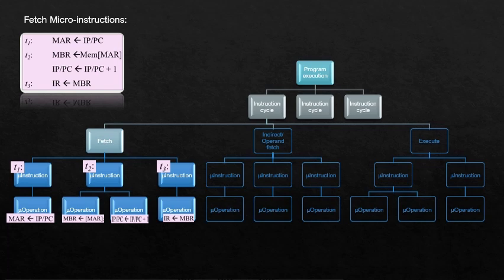So if we look at the subcycles using this chart again, just now I mentioned 3 micro instructions. They are here. The first one is represented by the first micro instruction under fetch, the second consists of 2 micro operations, and the third consists of 1 micro operation. And they are performed in sequence, right? From the first micro instruction, the first clock cycle, the second clock cycle, and the third clock cycle.